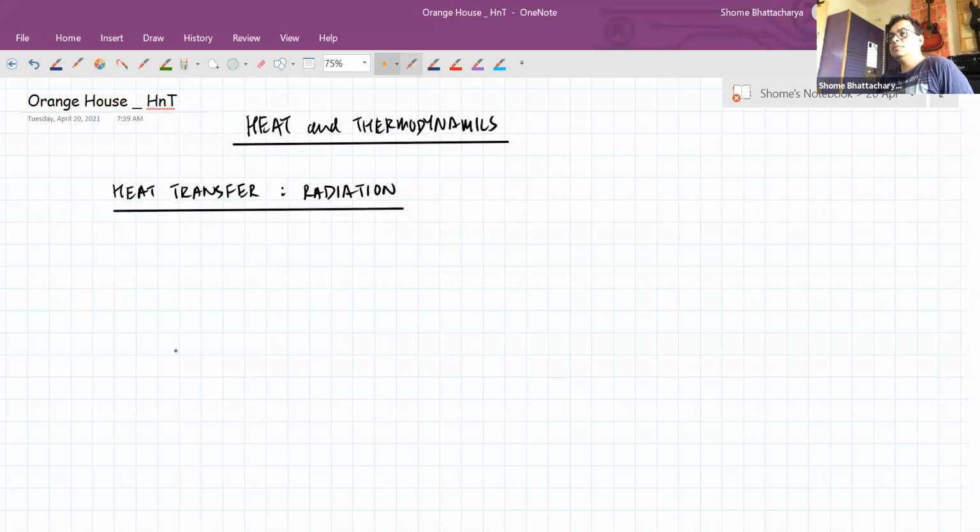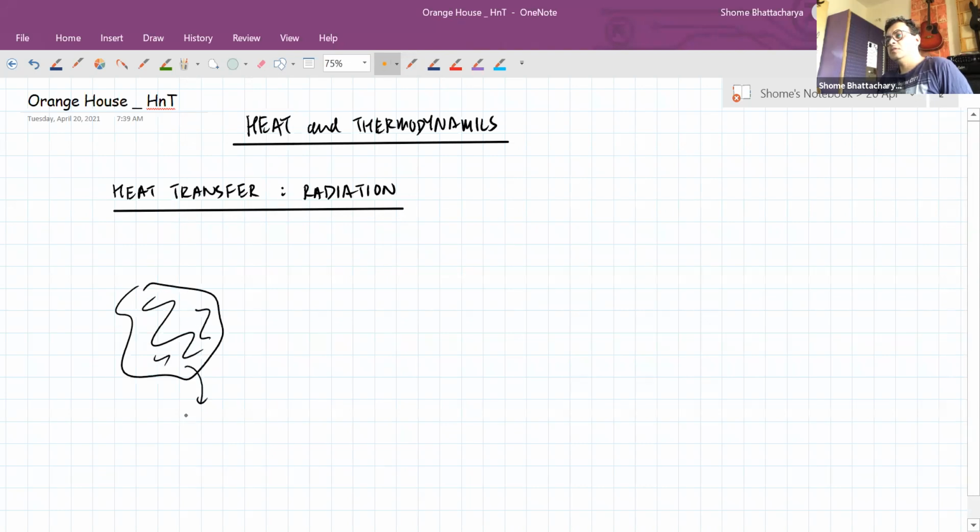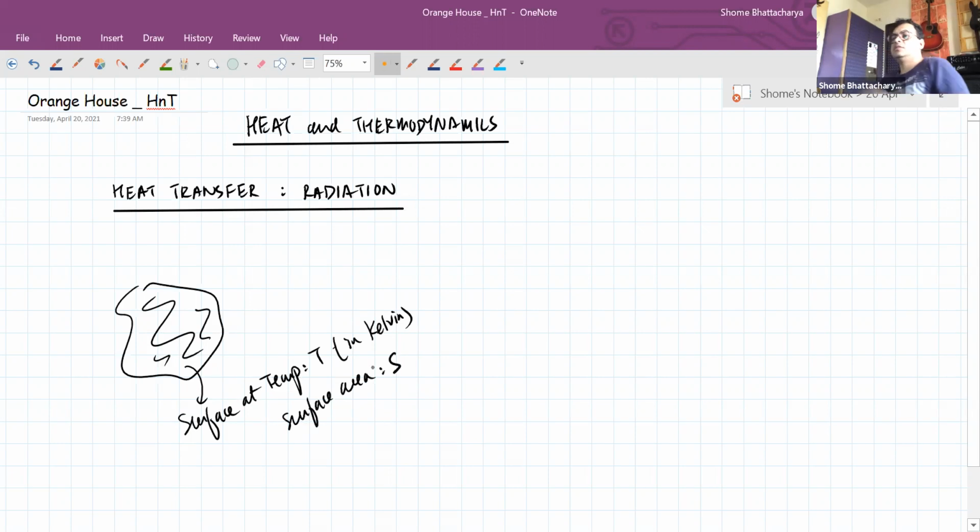Right, so as I told you, what we were discussing last time was that any surface which is at surface temperature capital T, which is in kelvins, and of surface area S, in a surrounding temperature of, let's say, T naught, has two important aspects to its relation of radiation. So Stefan-Boltzmann law, Stefan's law of radiation simply.